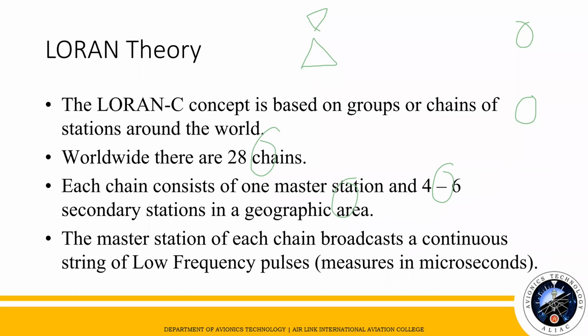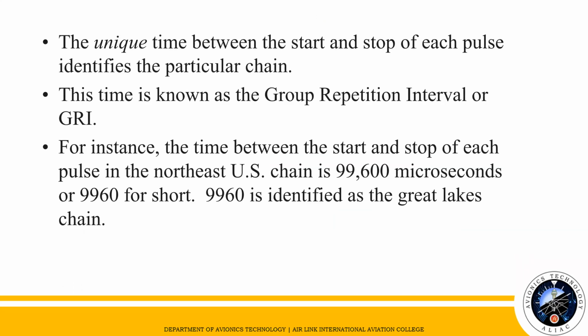So the master station of each chain broadcasts a continuous string of low frequency pulses measured in microseconds. The unique time between the start and the stop of each pulse identifies the particular chain. This time is known as the group repetition interval, or GRI.